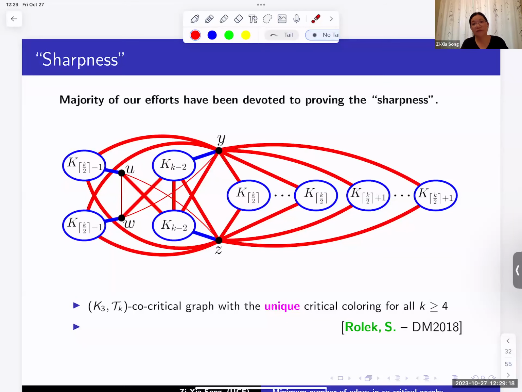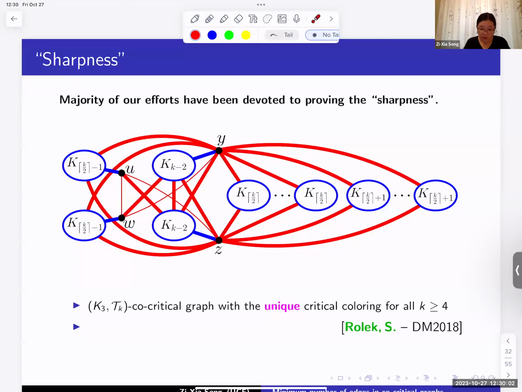You need to construct a graph which has a critical coloring. But if you add any missing edge, it no longer has a critical coloring. Now you can imagine how much work there is if you construct a graph with many critical colorings. So our strategy here is to construct one with a unique critical coloring. Then it's trivial: add an edge, color it red, you see a red triangle. Color it blue, you see a blue triangle, let's say. So this is our strategy.